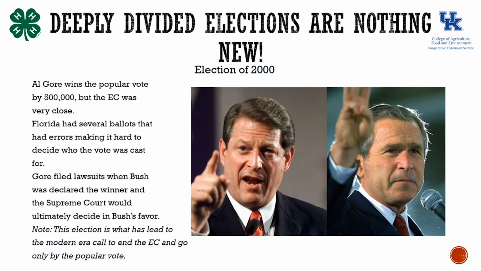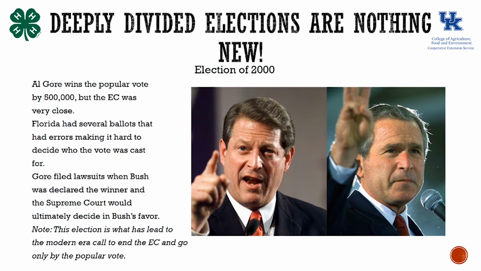Some of the punches weren't lined up or didn't go through right, and there was some inability to tell what the punch had actually chosen. Did it choose Al Gore or did it choose George W. Bush? And so there was a lot of contention and recounting of ballots. Eventually, Al Gore files a lawsuit when George W. Bush is declared the winner, and the Supreme Court would ultimately decide in Bush's favor.